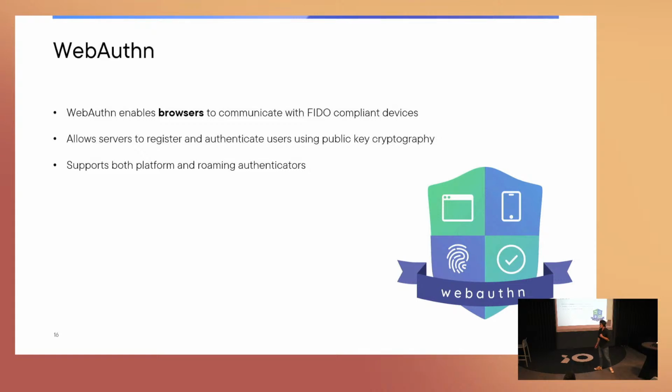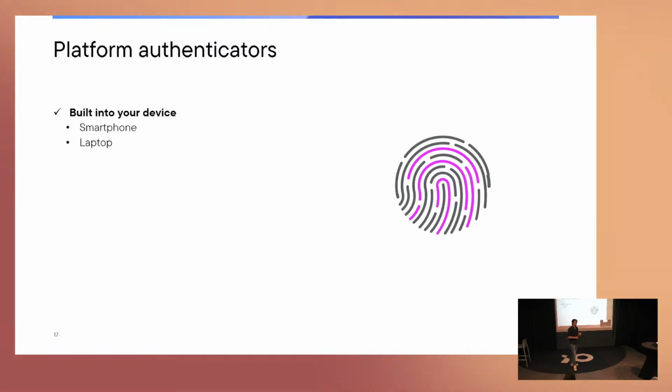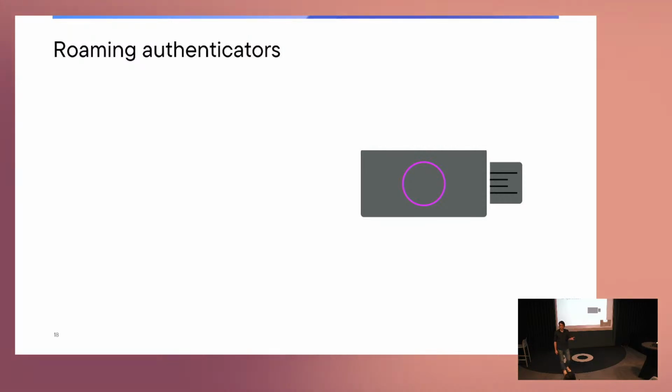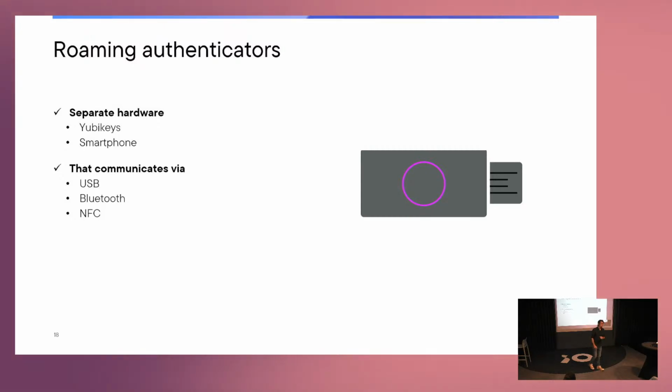And what it also does is it supports both platform and roaming authenticators. Platform authenticators are things that are built into your device itself, like your smartphone or your laptop. And they use the biometrics of that device to authenticate you, so your fingerprint or facial recognition. And on the other hand, we have the roaming authenticators, as I already showed you, which is separate hardware, like YubiKeys, but could also be your smartphone. And they communicate via USB, Bluetooth, or NFC. If you want to know what your browser actually supports together with your platform, you could go to this website and it will show you which ones are supported. I'll show you all the links that I'm going to share at the end of the presentation as well.